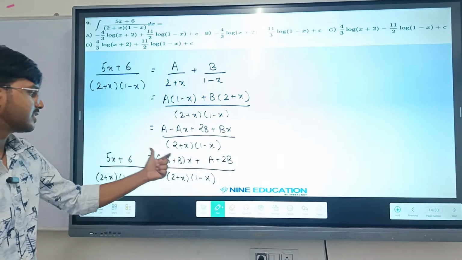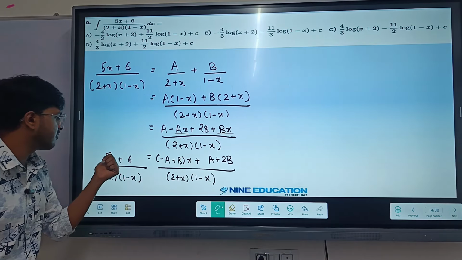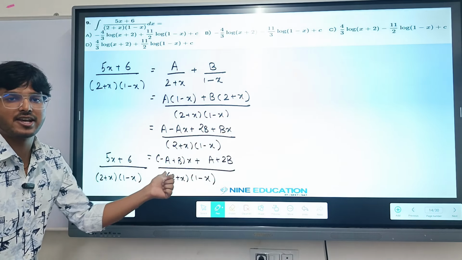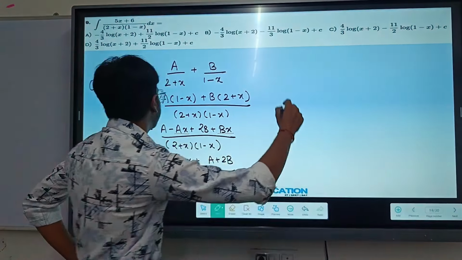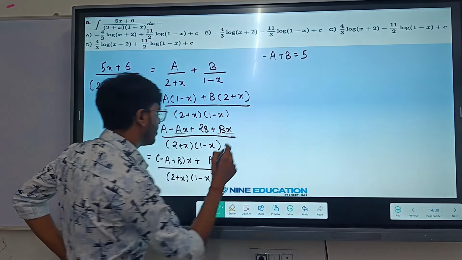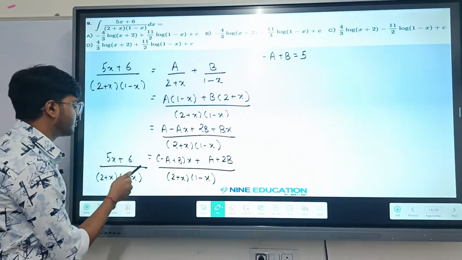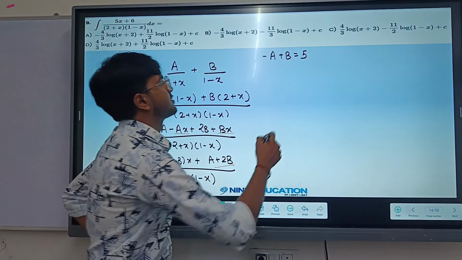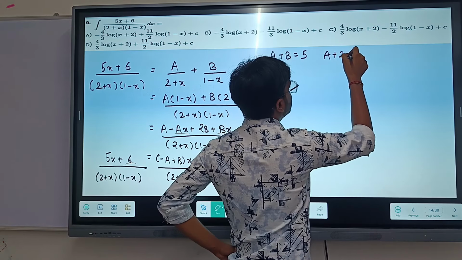Now let's compare the coefficients. What is the coefficient of x here? 5. What is the coefficient of x here? Minus a plus b. So what will I get? Minus a plus b equal to 5. What is the constant term here? A plus 2b. What is the constant term here? 6. So a plus 2b equal to 6.